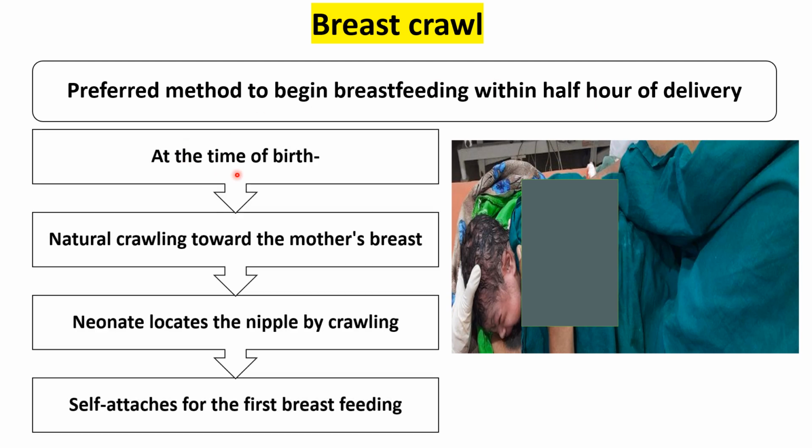So at the time of birth, natural crawling towards the mother's breast occurs when we keep the baby in the prone position over the mother's chest and abdomen.